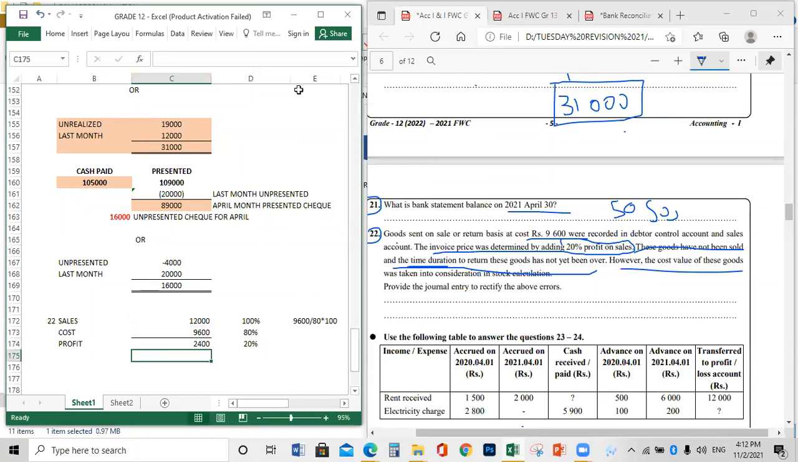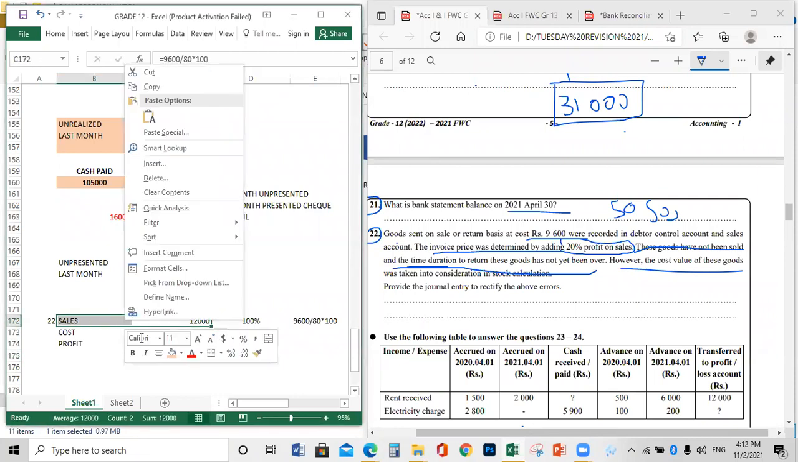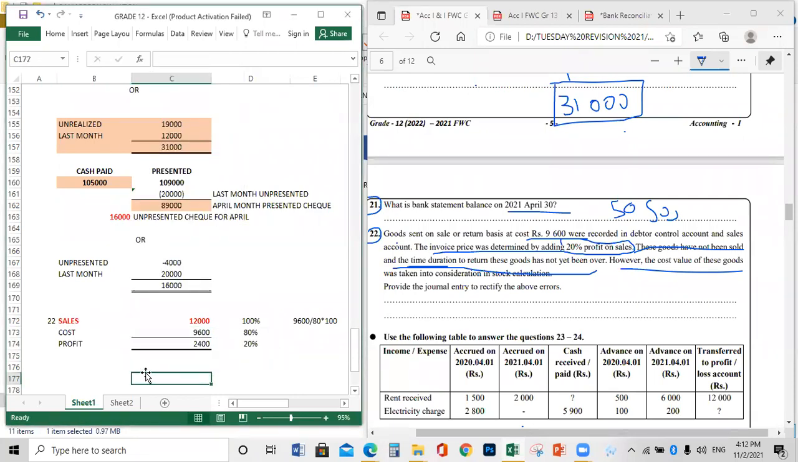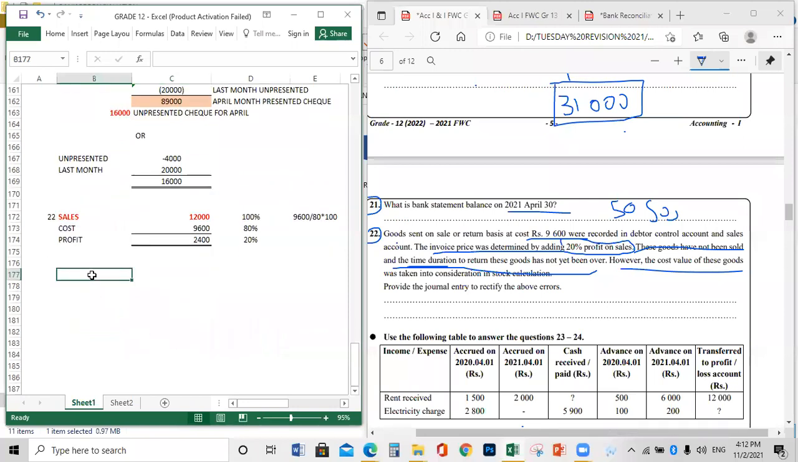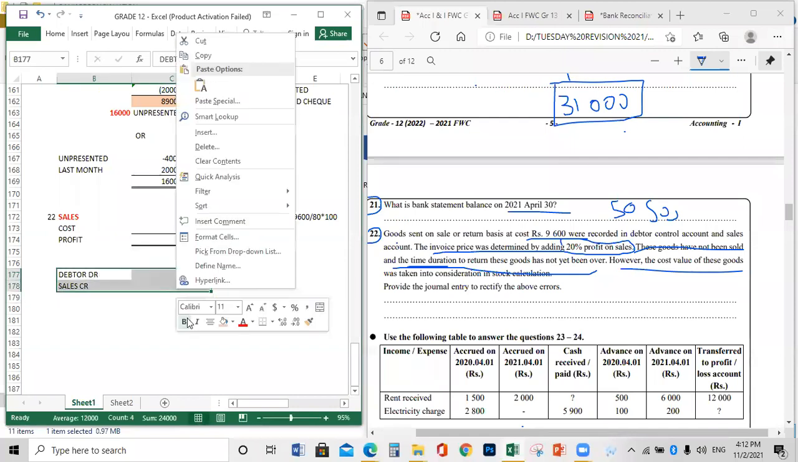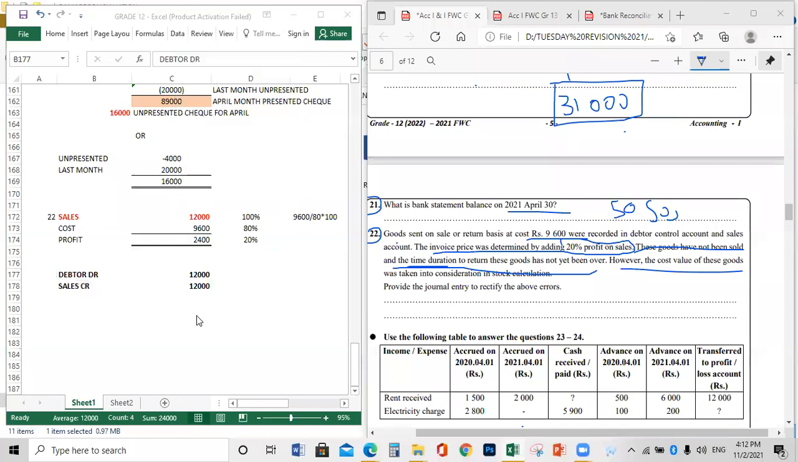Now, profit is 2,400. Now, what should you do? They have gone and recorded this where? They have recorded this in the sales. They have debited the debtors account and credited the sales account with 12,000. Now, guys, you know this is wrong because this is sent on sale or return basis. Because this is wrong, now you have to do the correction.